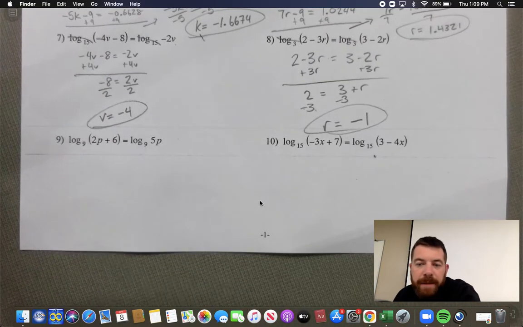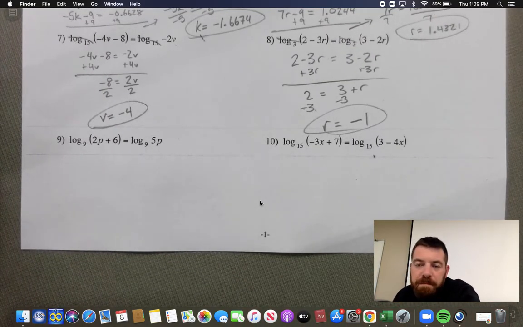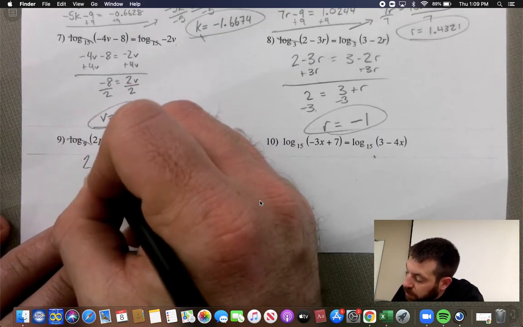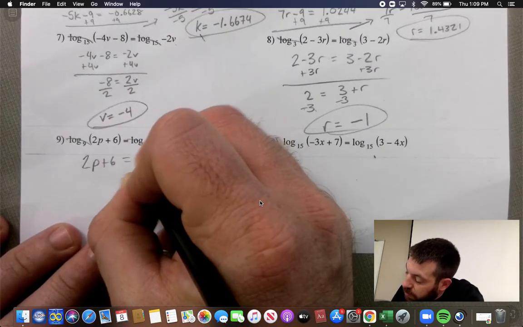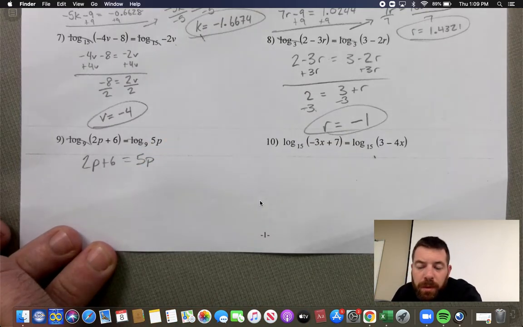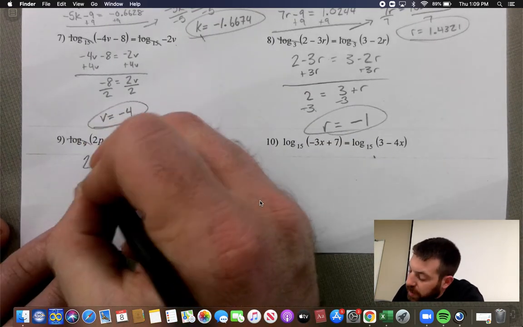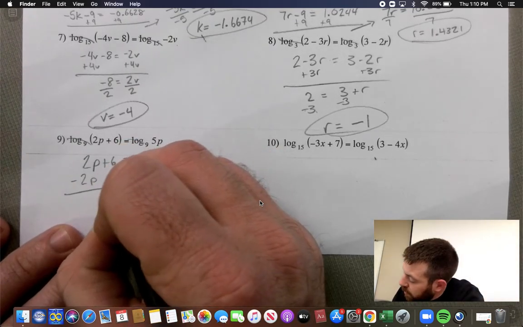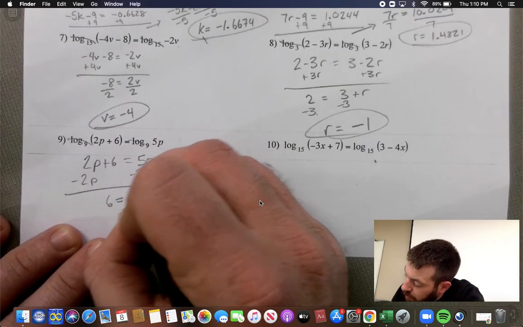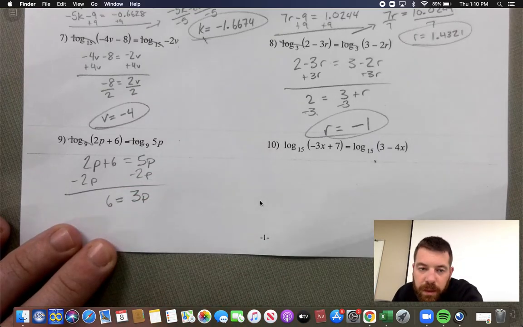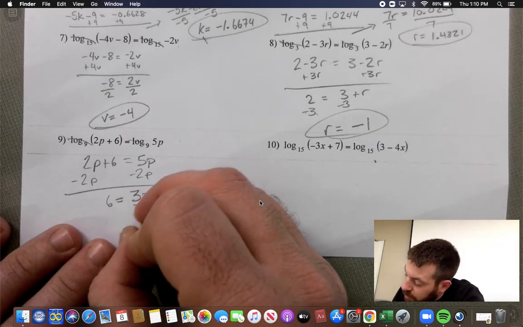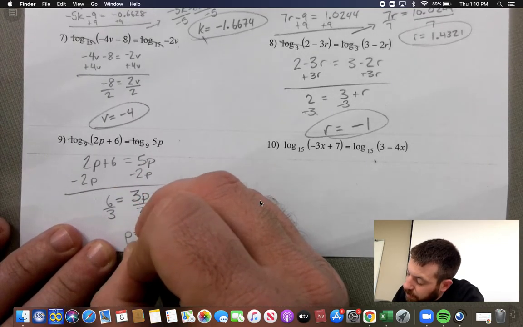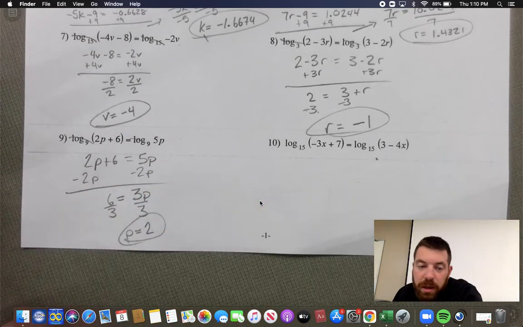Number 9. Same thing, folks. Cancel. 2p plus 6 equals 5p. Move your variable over so you can start to isolate it. So I'm going to subtract 2p. 6 equals 3p. Using the inverse operation of multiplication, I'm going to divide. 6 divided by 3 is 2. So p equals 2.